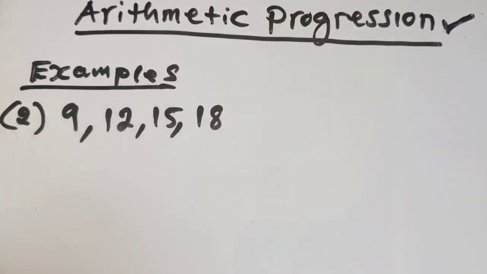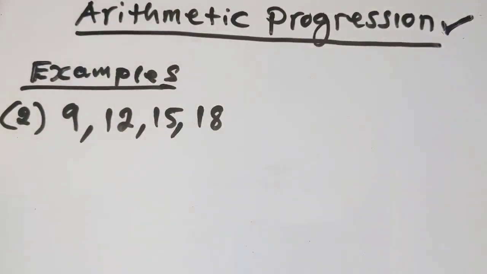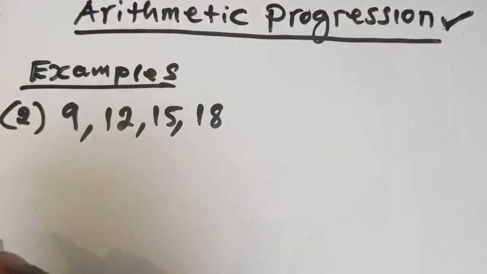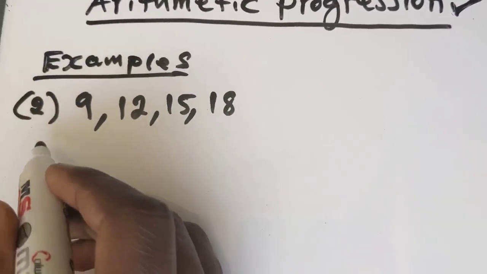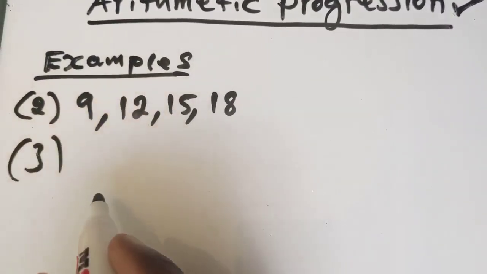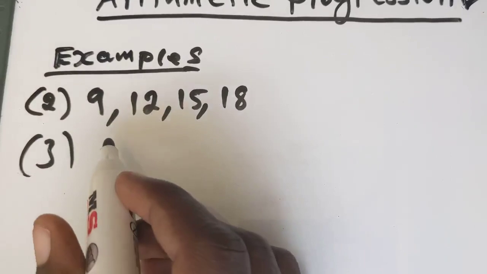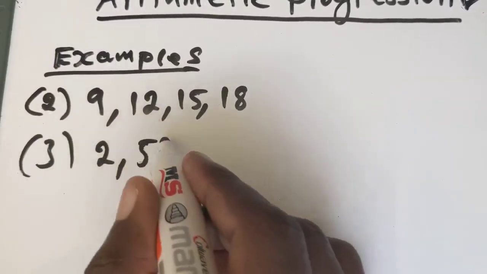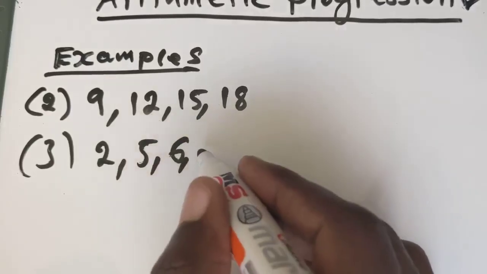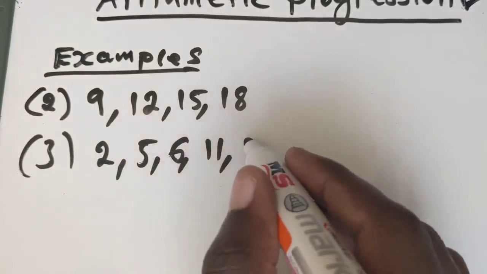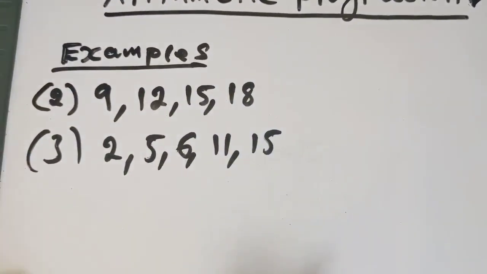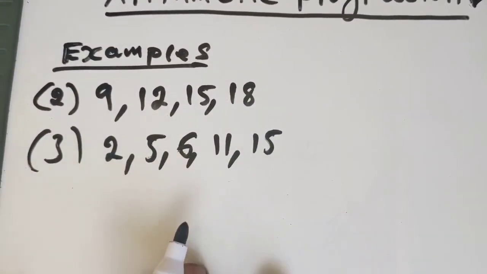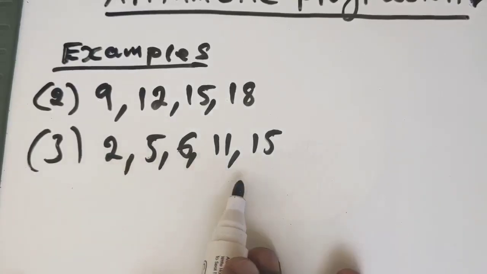So now, let's look at another one. We find out if it really is an arithmetic progression. So let's say this is our example, Example 3. In Example 3, we have 2, 5, 6, 11, 15. So now, is this an arithmetic progression? This is not an arithmetic progression.